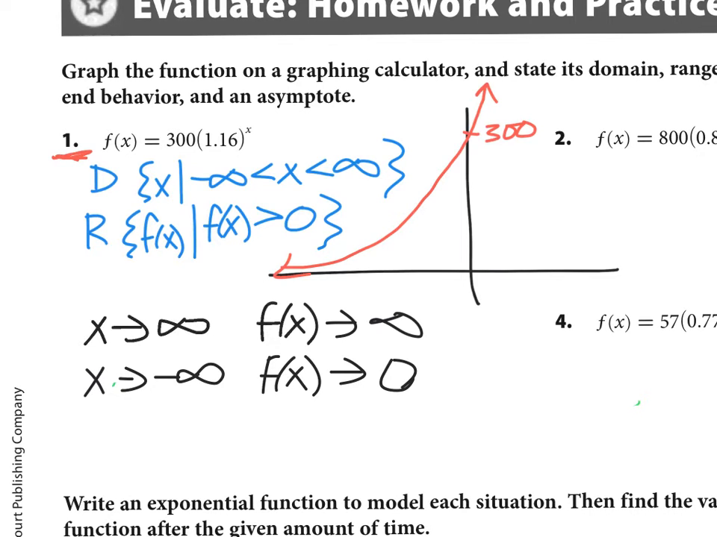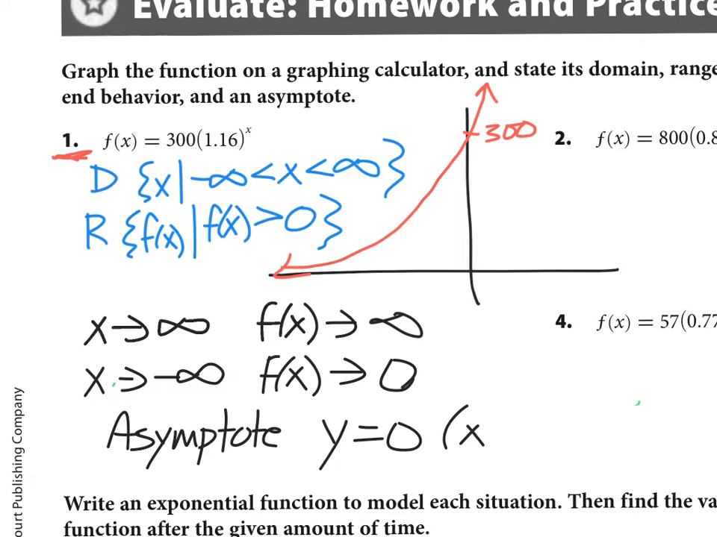So where is our asymptote? Our asymptote is going to be the equation y equals 0, or the x-axis. And that will always be the case unless there is some sort of vertical translation. And remember, the only way to vertically translate is if you add or subtract something to the end of the function, which we're not doing here. Okay, let's go to the next problem.